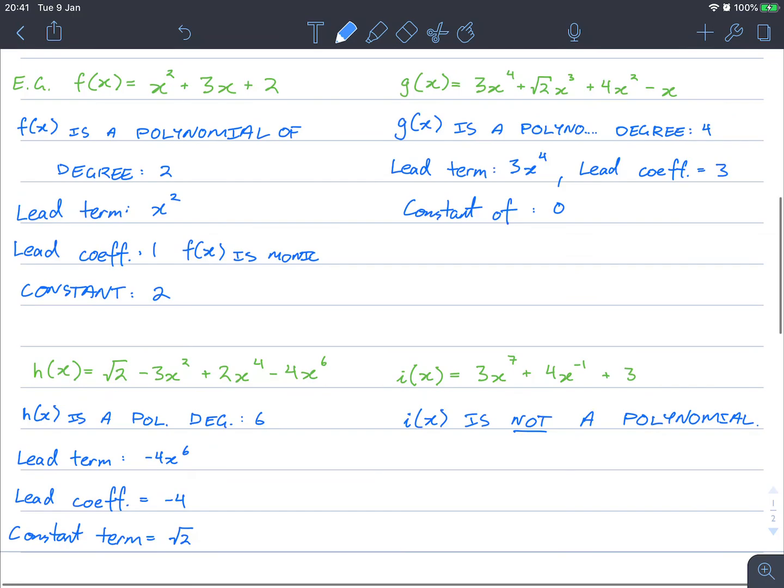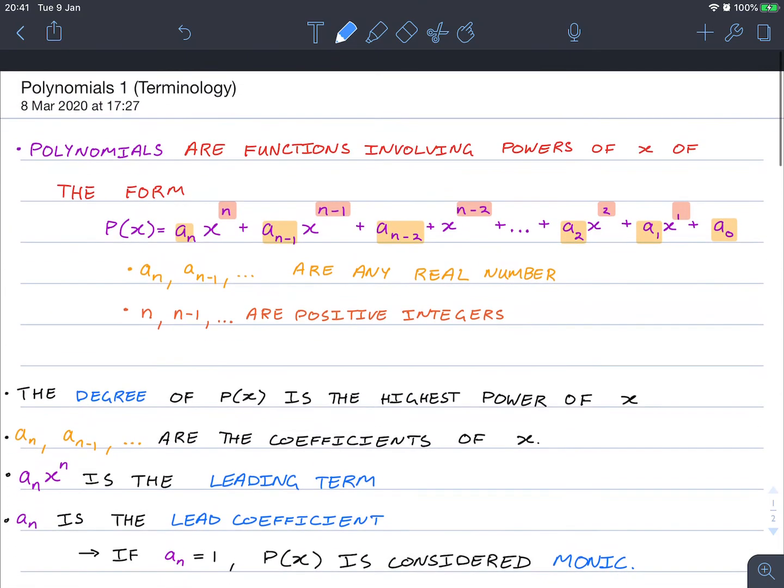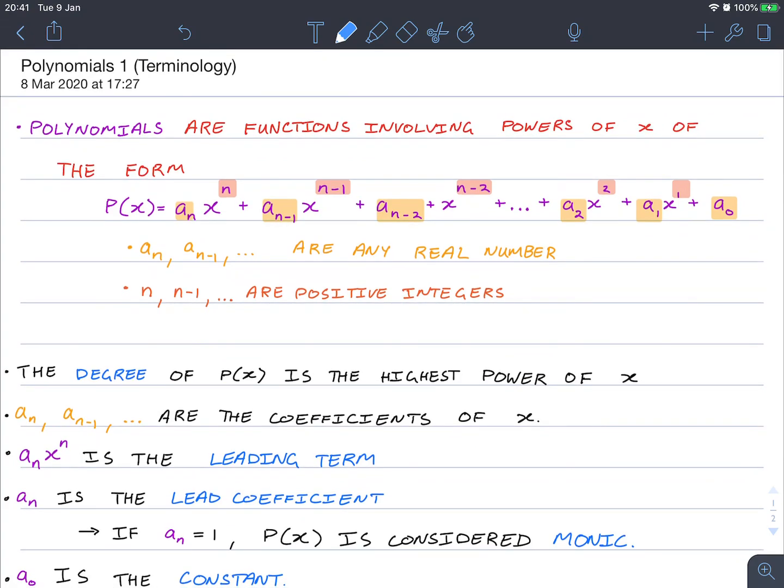So I hope that gave you an insight into the terminology of polynomials, and you're able to recognize the degree, leading term, the lead coefficient, and the constant.